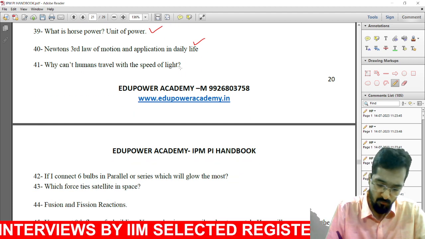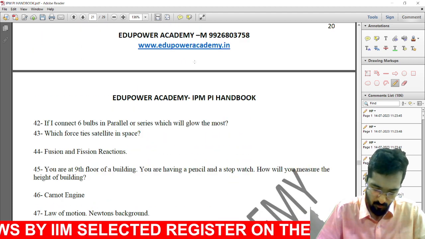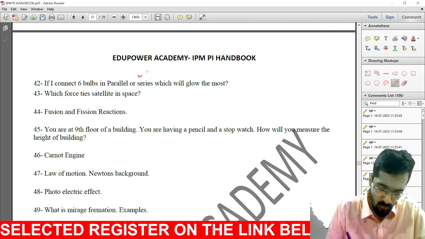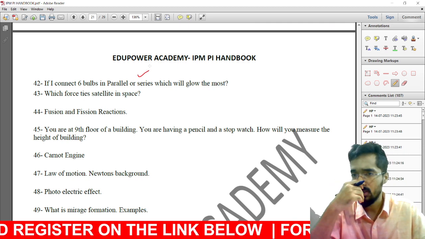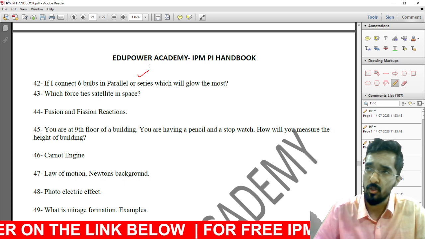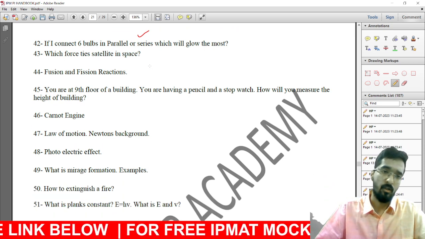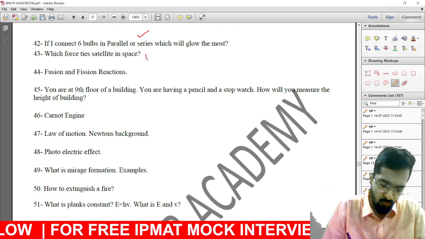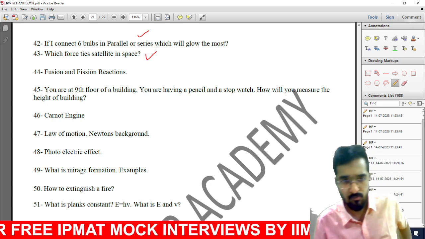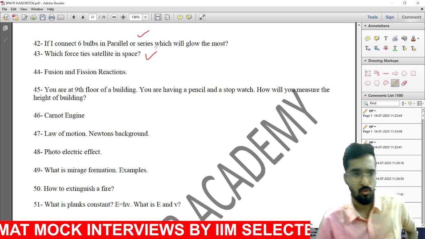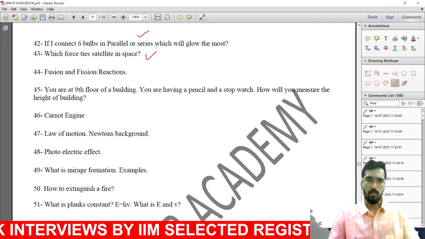Why can't humans travel with the speed of light? If I connect 6 bulbs in parallel or series, which will glow the most? That means questions related to circuits in current electricity. Which force ties the satellite in space? So questions related to space physics, astrophysics.